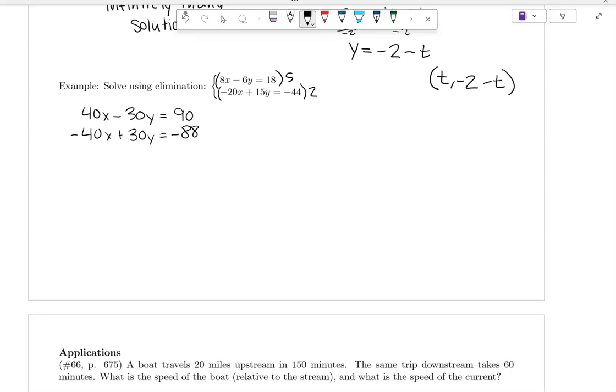So now, when we eliminate, we are trying to eliminate our x's, but unfortunately, our y's are also eliminated here. So we get 0 on that side is equal to 2. And what do we know about that? Yep, it's not true. So our answer is going to be no solution.